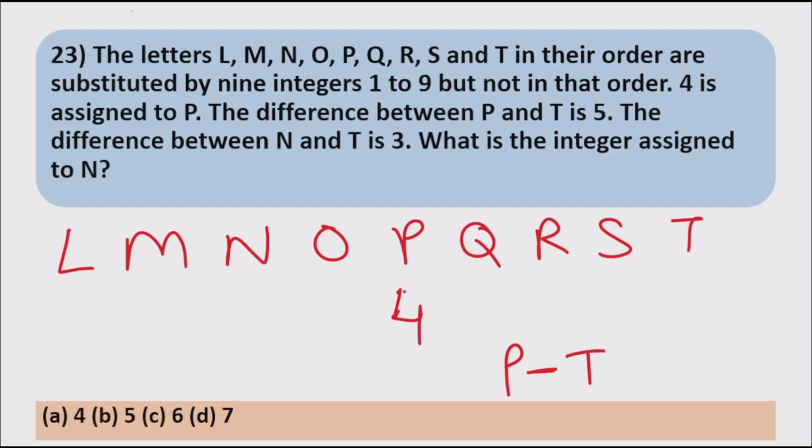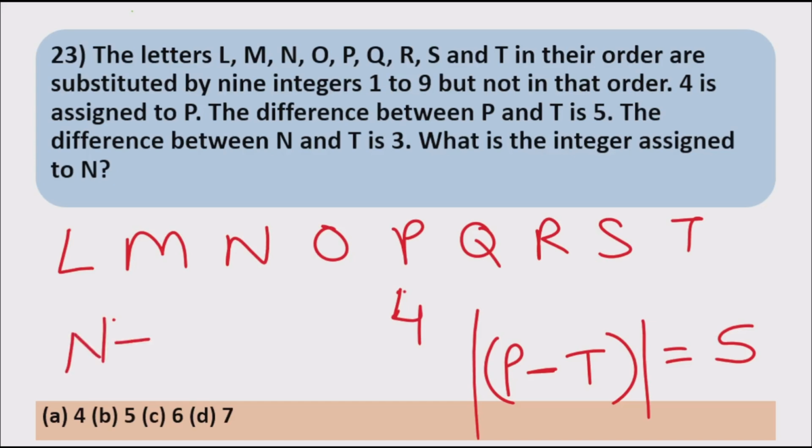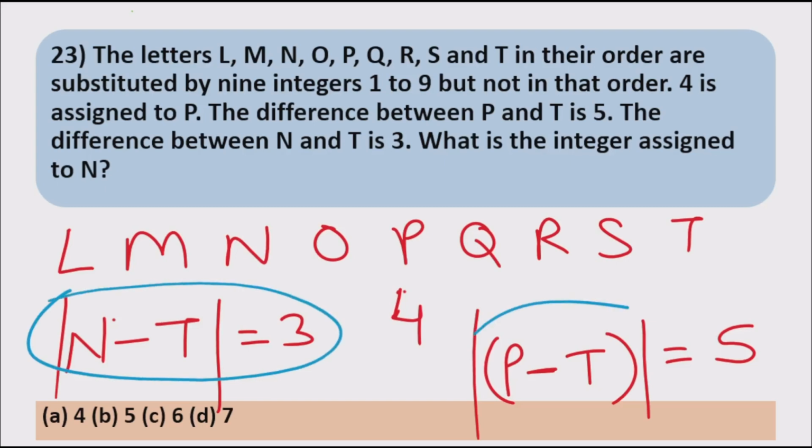Difference between P and T is 5. So P minus T is equal to 5. It can be T minus P is equal to 5 as well, hence the absolute value. Difference between N and T is 3. Okay, N and T is 3. So we have one equation this and one equation this.